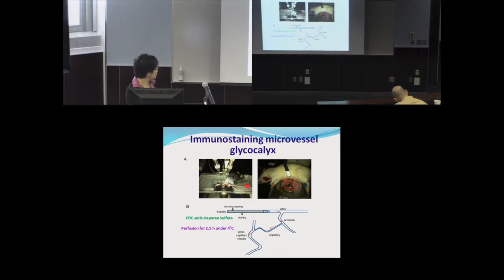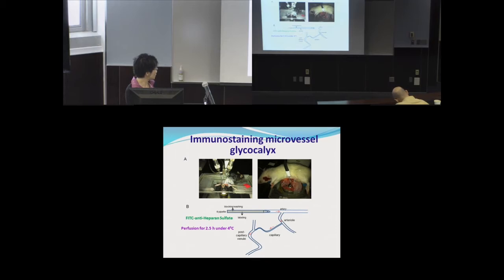And if we switch to the labeling side, we can perfuse antibody. So roughly, we cannulate the artery, size probably 25 to 35 micron. So we first do blocking, and then we inject or perfuse this FITC anti-HS into the group of microvessels.